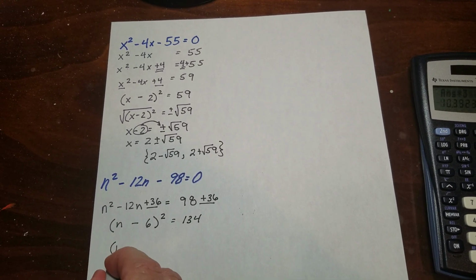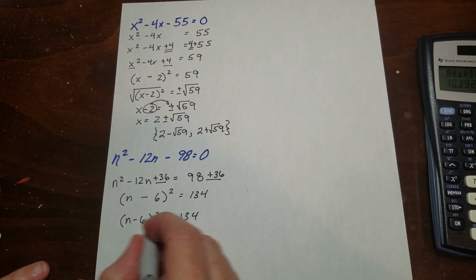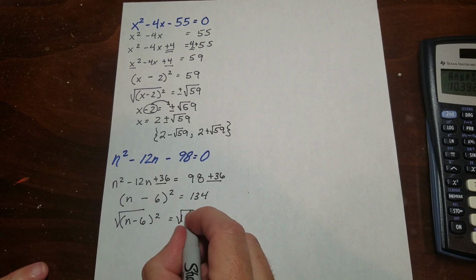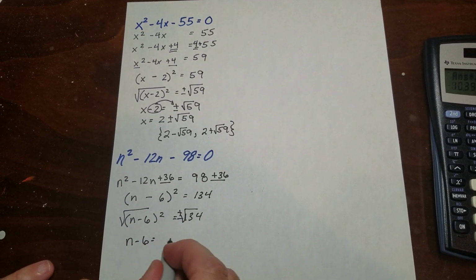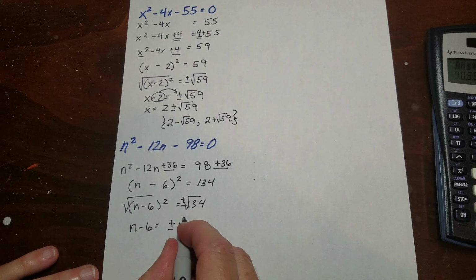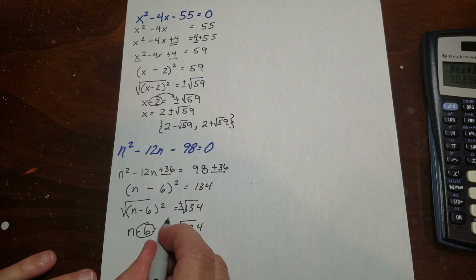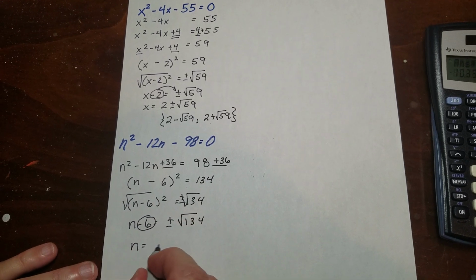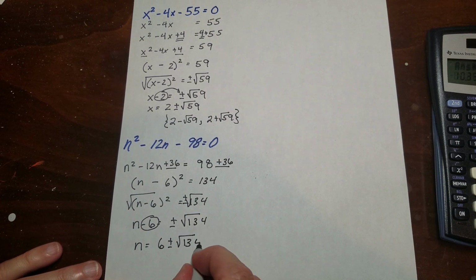So now I'm going to square root that. This is a plus minus. And I have n minus 6 is equal to plus or minus the square root of 134. I'm going to do my additive inverse, so remember that's a plus 6. And that's it. I'm done.